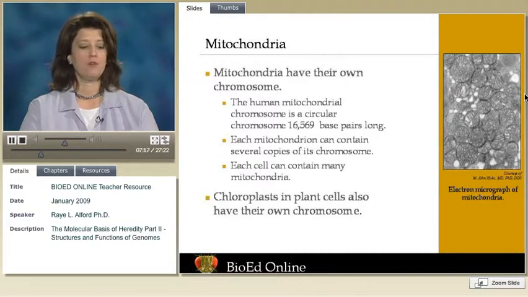The mitochondrial chromosome encodes 13 proteins and 2 ribosomal RNAs, and also 22 transfer RNAs. In addition, mitochondria obtain many of their proteins from genes encoded in the nuclear genomes of cells. Nuclear encoded proteins are imported into the mitochondria after translation.